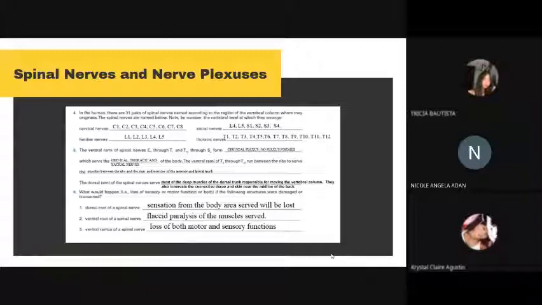For number 6, what would happen, loss of sensory or motor function or both, if the following structures were damaged or transected? If the dorsal root of the spinal nerve is damaged, sensation from the body area served will be lost. For number 2, if the ventral root of a spinal nerve is damaged, a flaccid paralysis of the muscles served results. And for number 3, if the ventral ramus of a spinal nerve is damaged, it will result in a loss of both motor and sensory function.